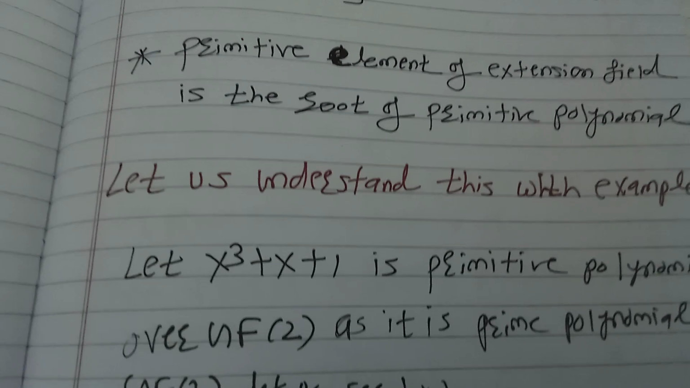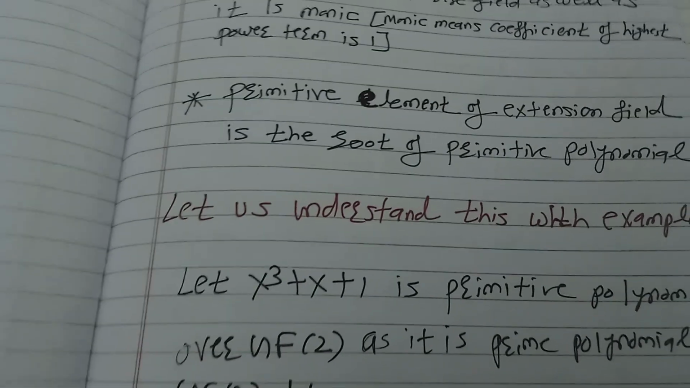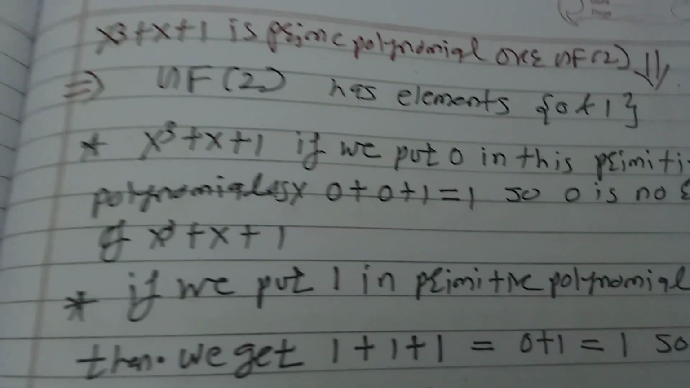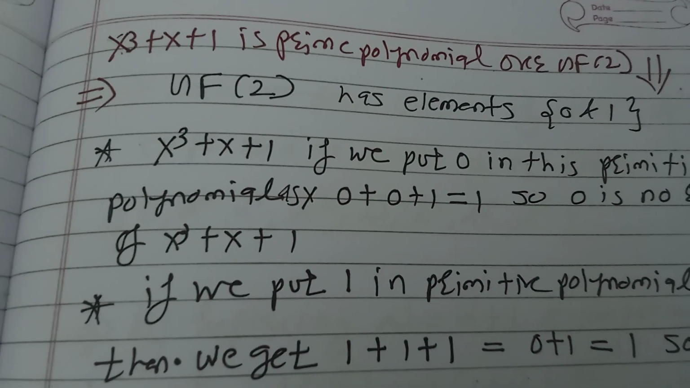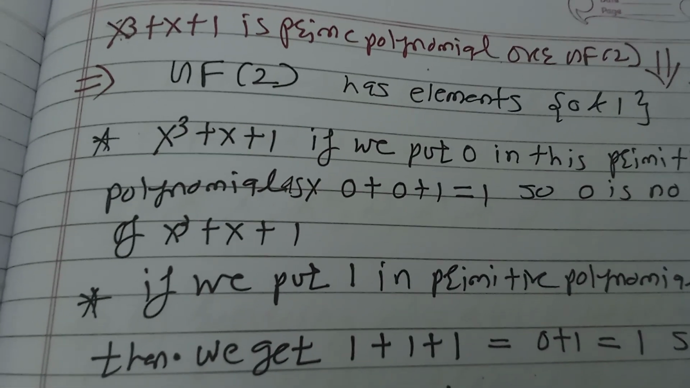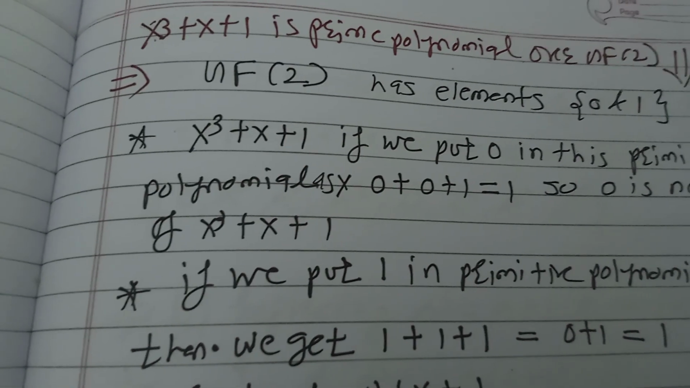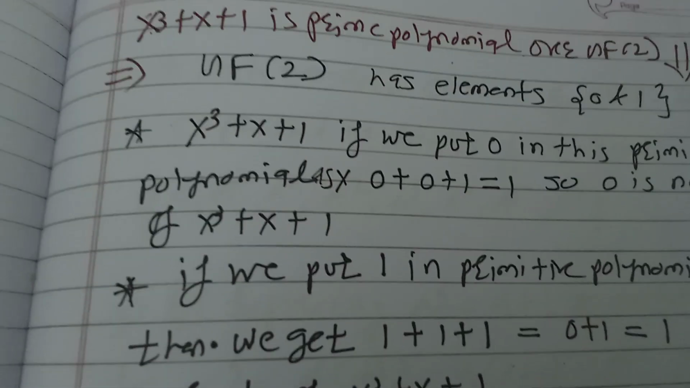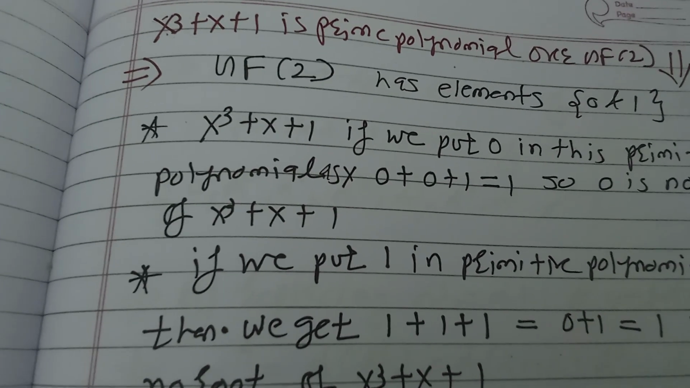So over Galois field 2, this x cube plus x plus 1 is a prime polynomial. That means it has no root in Galois field 2. Let us see how. Galois field 2 has elements 0 and 1. 0 and 1 are the only elements in Galois field 2. But a primitive polynomial, which is defined over Galois field 2, has no roots in Galois field 2. That means 0 and 1 are not the roots of x cube plus x plus 1.